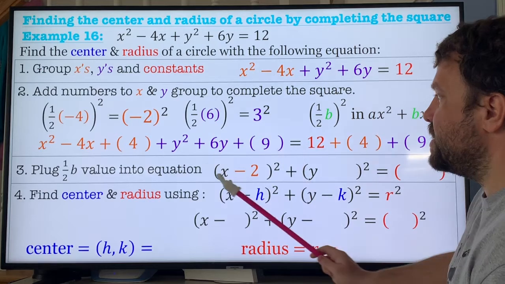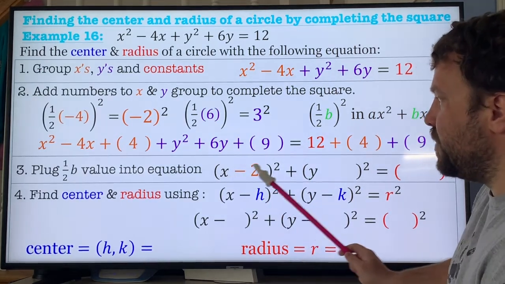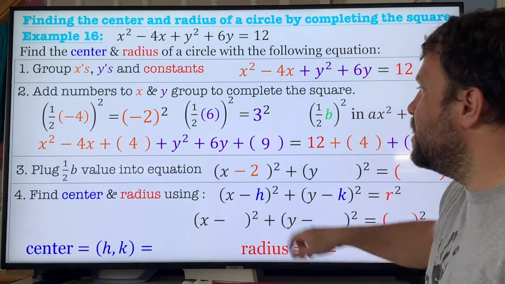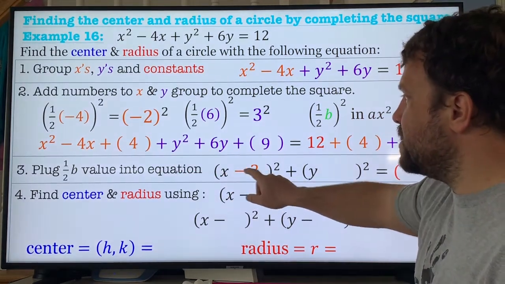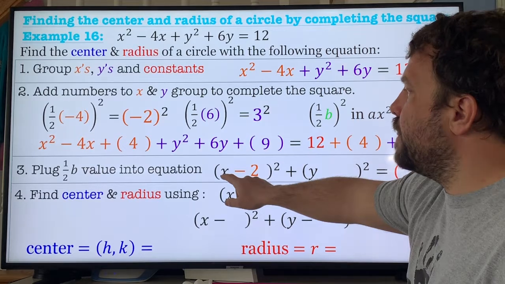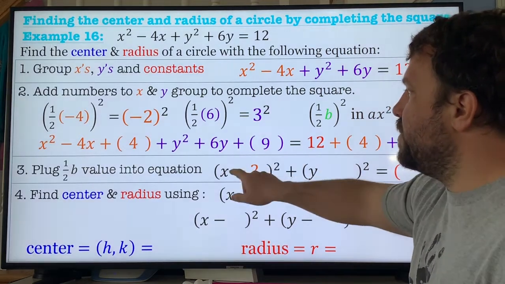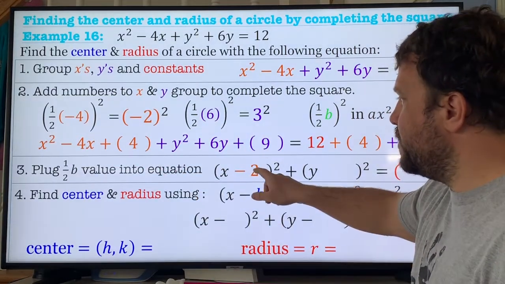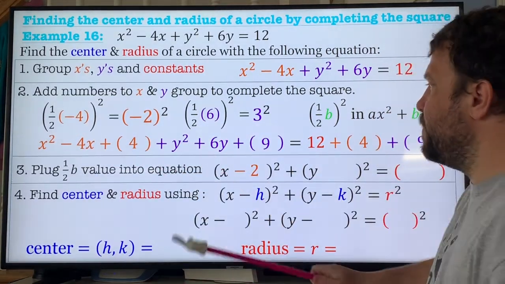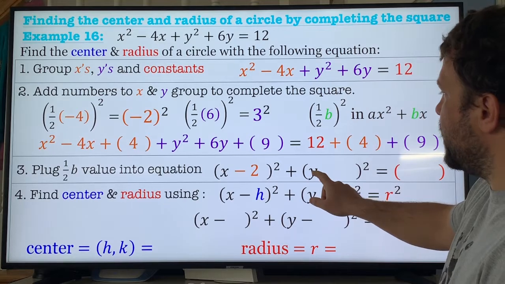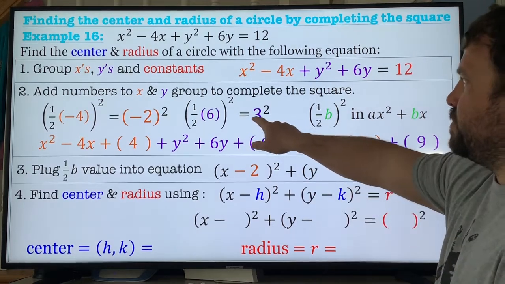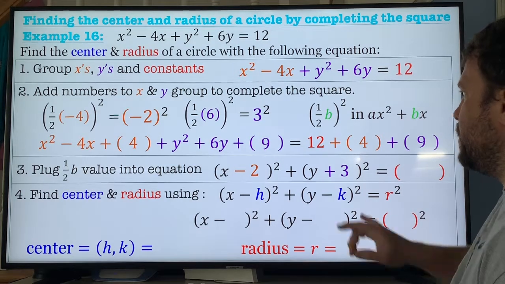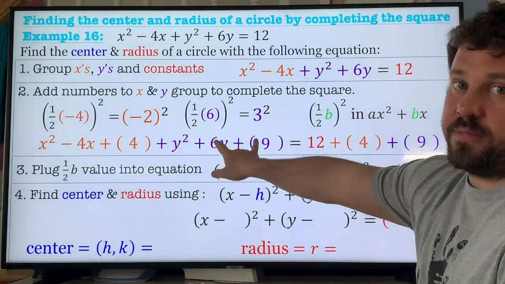The reason for that is (x - 2) times (x - 2). If you were to FOIL that, do it on your own, you'll get that as an answer. Because technically, you get x squared, then negative 2x, and another negative 2x, which is your negative 4x, and negative 2 times negative 2 is 4. Now over here, this becomes y, we got plus 3, all right? (y + 3) squared is here.